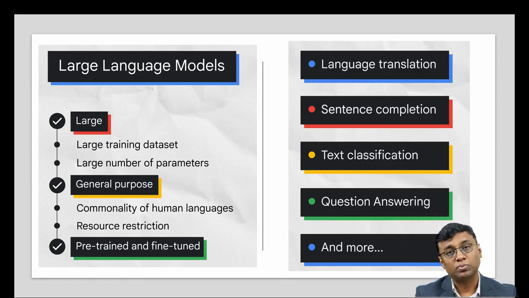So these large language models are so popular because they are all pre-trained models. Many of them you can take off the shelf and start using immediately, provided you have enough computing resources. So you can do many tasks as mentioned on the right side. You can do language translation, sentence completion, text classification, question answering, and many more.